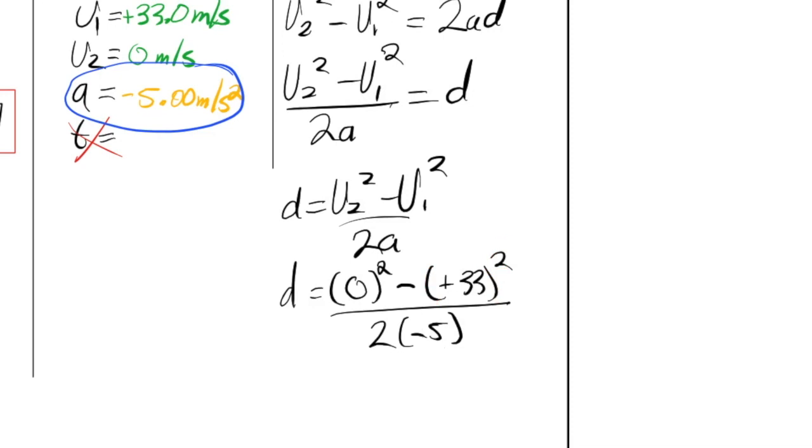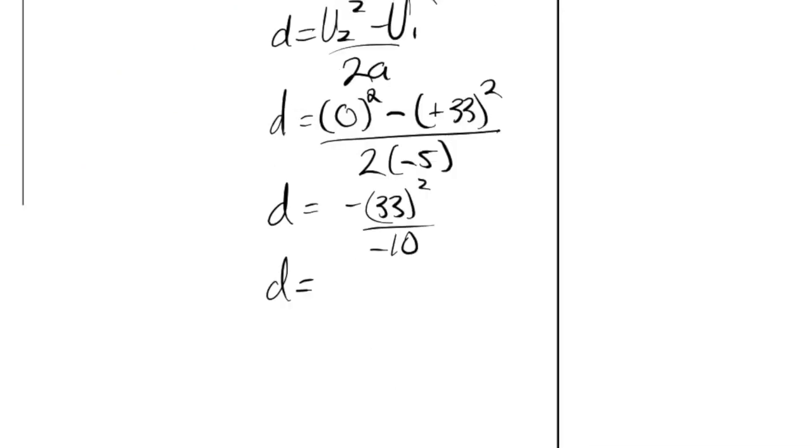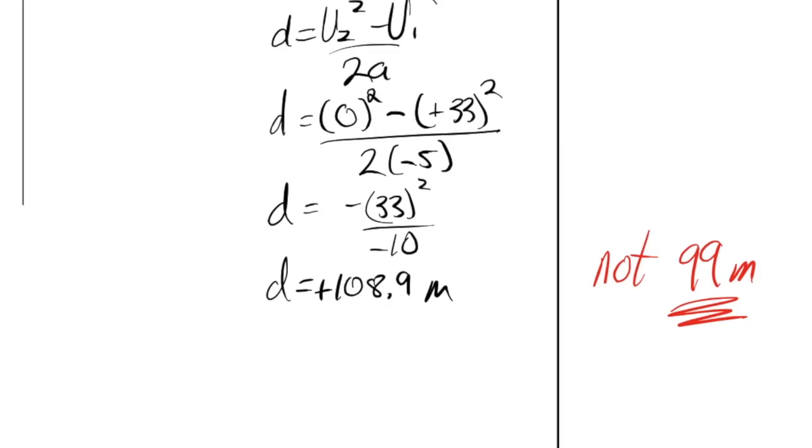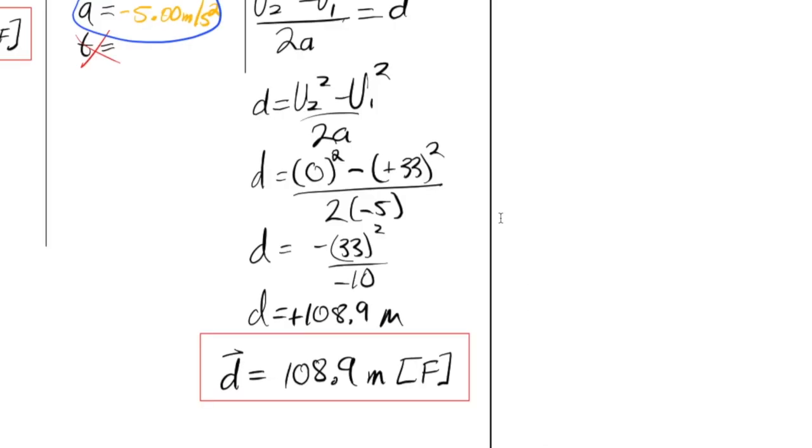So what that means is the numerator is definitely going to be negative. But that's okay because the denominator is also negative, which means our distance is going to be a positive value, which is what we expect. So when we do this calculation, this actually works out to 108.9 meters, not the 99 meters that we predicted. So that may be a bit unexpected, but there's a solid reason for this.